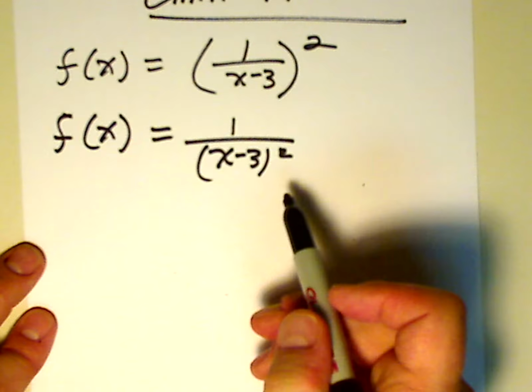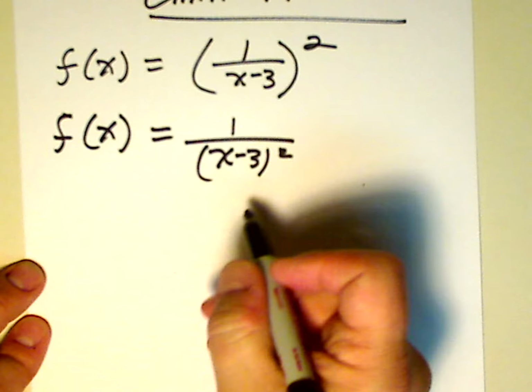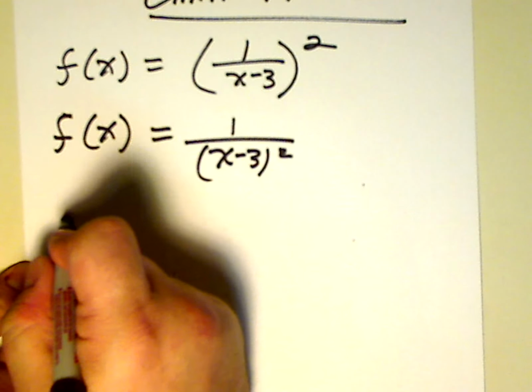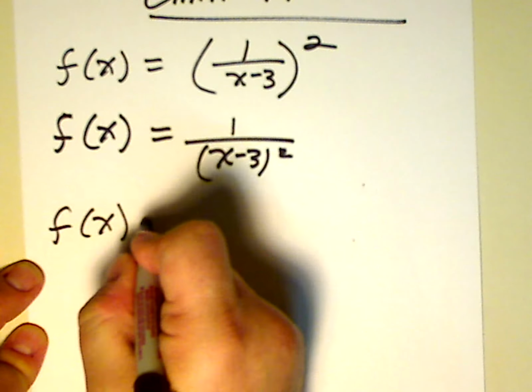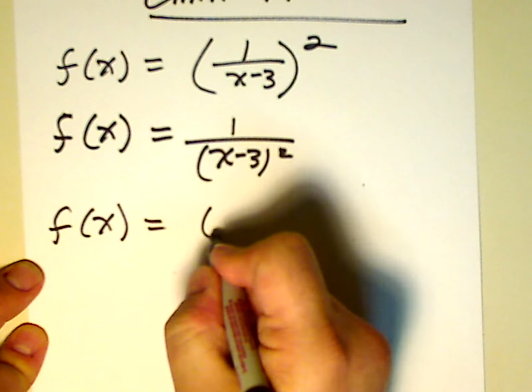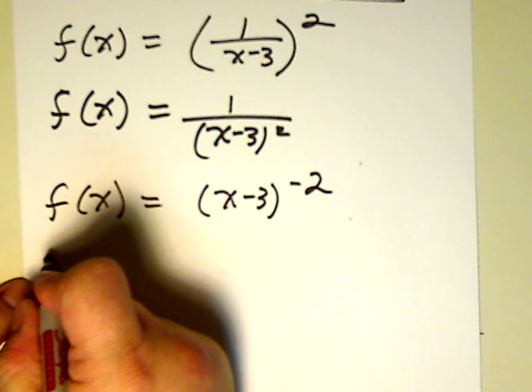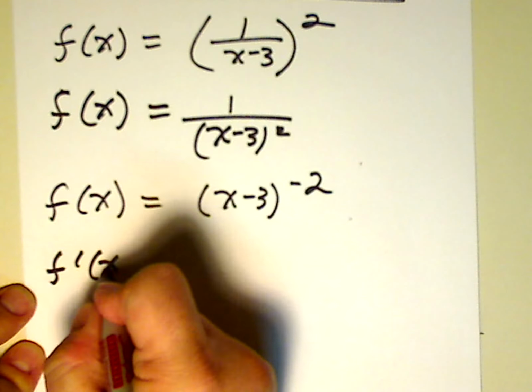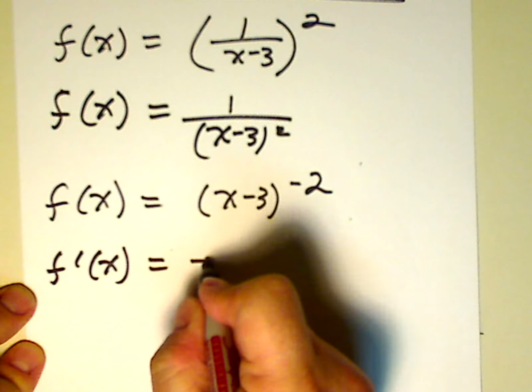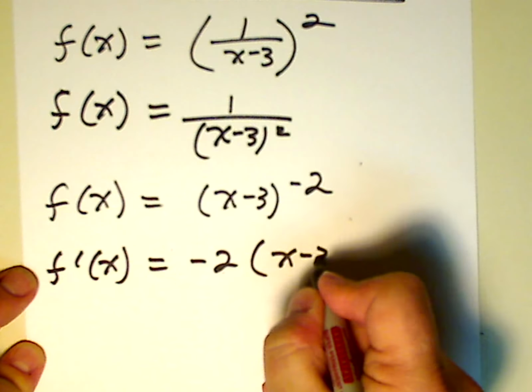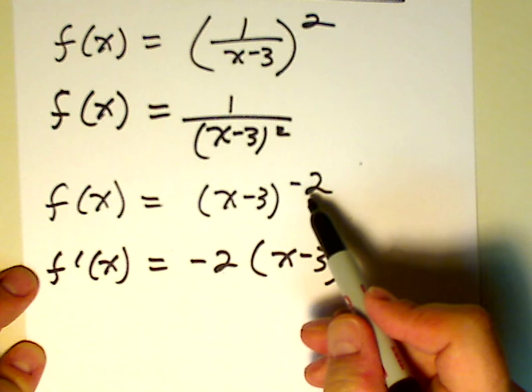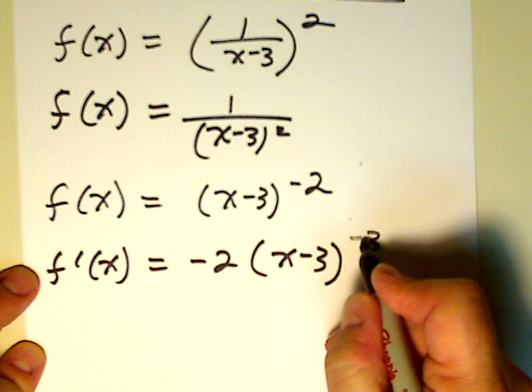Now, here comes the trick. We're going to rewrite this with a negative exponent and get rid of the quotient. So we have f of x is equal to x minus 3 to the negative 2. And now it just becomes one of those simple, basic, the easiest form of a chain rule that we've got. So f prime x, the first derivative is negative 2 times x minus 3. The exponent is going to be negative 2 minus 1, which is negative 3.